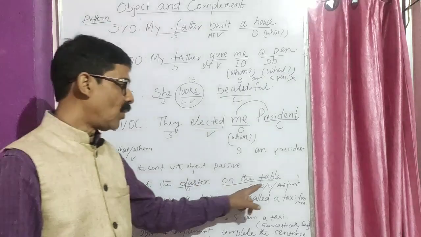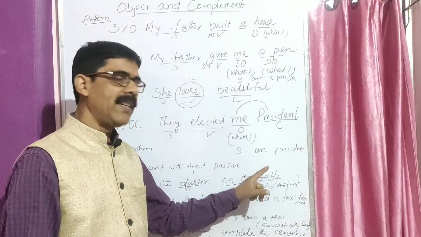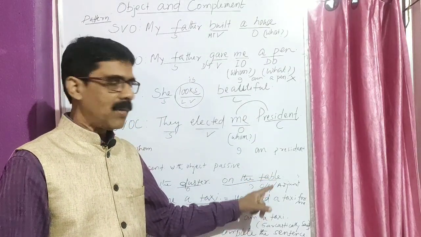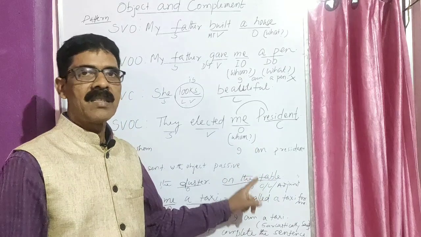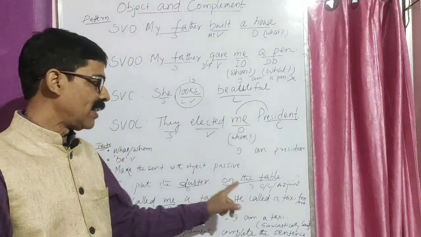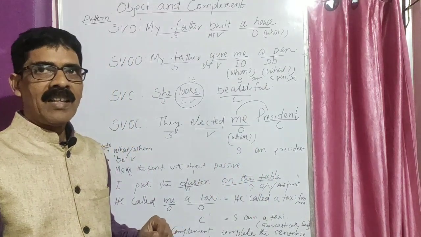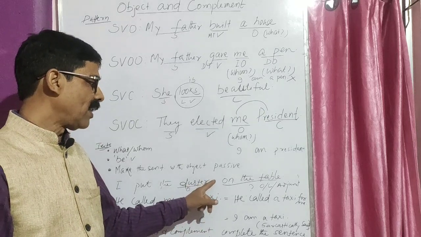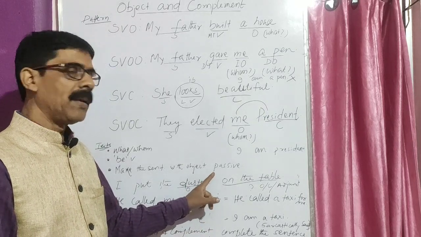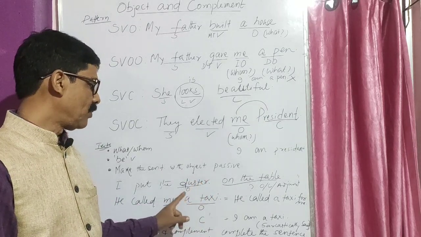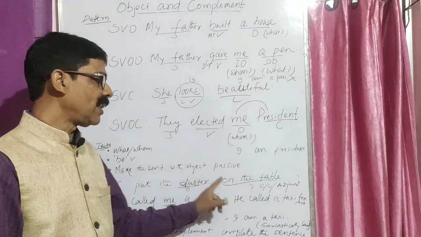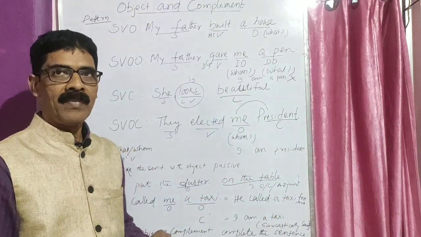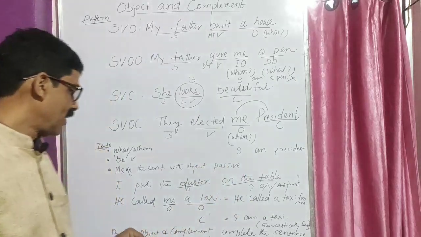So here, on the table, though it is an adverbial, it is an essential part of this sentence and it is a complement. And to test it, you can use a be verb here after the object and say the duster is on the table. So it is a complement.